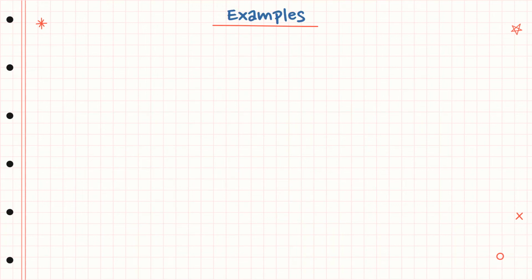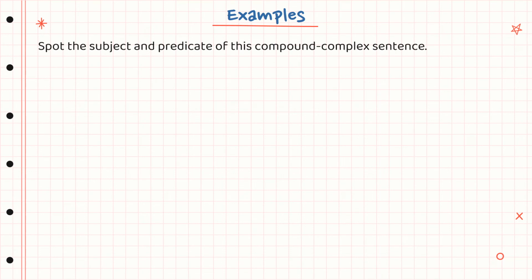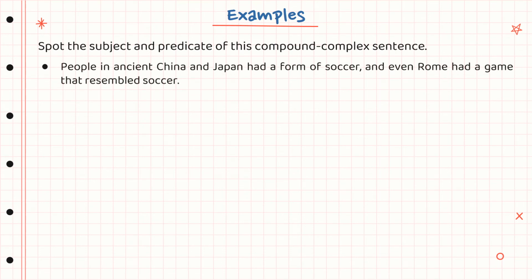Last example, spot the subject and predicate of this compound complex sentence. The sentence is, "People in ancient China and Japan had a form of soccer, and even Rome had a game that resembles soccer." In this sentence, you need to know which part is an independent clause and which part is a dependent or subordinate clause. The compound can be identified by the use of coordinate conjunctions, such as the FANBOYS, consisting of for, and, nor, but, or, yet, so.